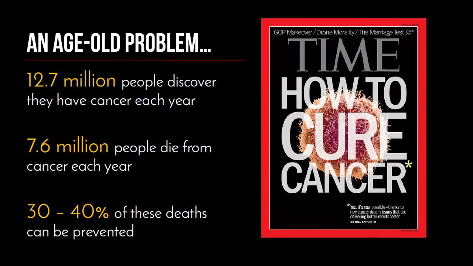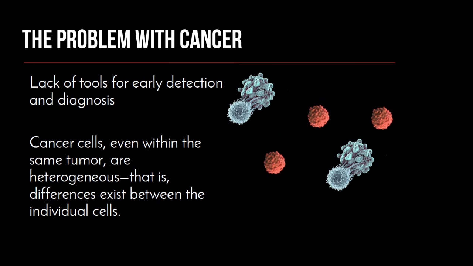Another problem in the healthcare domain is cancer. So the statistics are quite harrowing. 12.7 million people discover they have cancer each year, 7.6 million die, and 30 to 40% of these deaths can be prevented. But with cancer, we lack the tools for early detection and diagnosis. And cancer cells, even within the same tumor, are heterogeneous. So this is one of the ways that endotype discovery can help us as well, to try to disaggregate that heterogeneity in cancer cells and see whether there are differences between the endotypes.